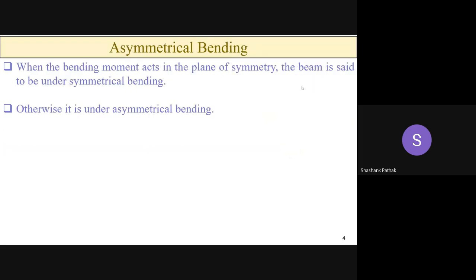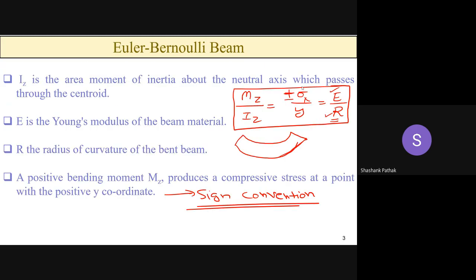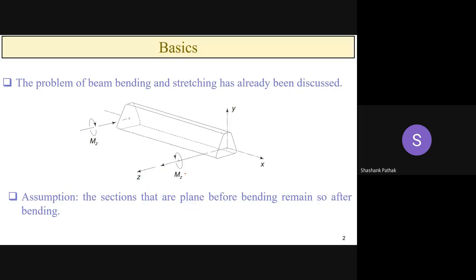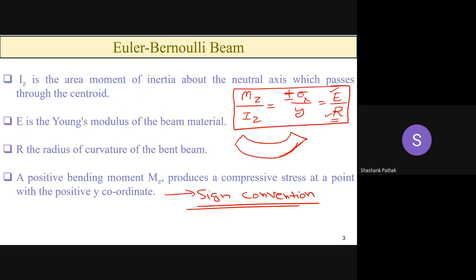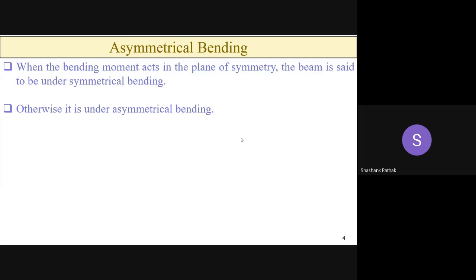Now, in the case of symmetrical bending, when the bending moment acts in the plane of symmetry, the beam is said to be under symmetrical bending. Here, if you see, the bending moment is acting in this plane. So basically this is a plane, and on this particular plane the bending moment is acting and this plane is symmetrical. And this is the neutral axis that is passing through the centroid in this case, and the moment is acting along this axis. This is completely a symmetrical case. So this is the case of symmetrical bending.